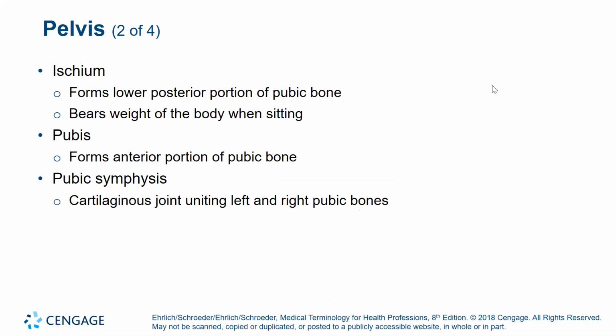We have the ischium. This forms the lower posterior portion of the pelvic bone. This bears weight on the body when sitting. We have the pubis, forms the anterior portion of the pelvic bone. And we have the pubic symphysis, a cartilaginous joint uniting the left and right pubic bones.